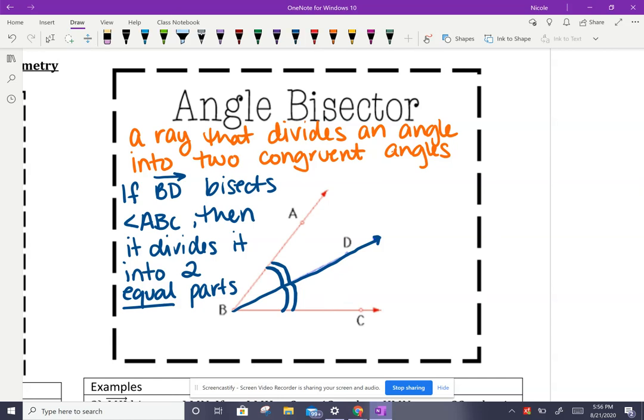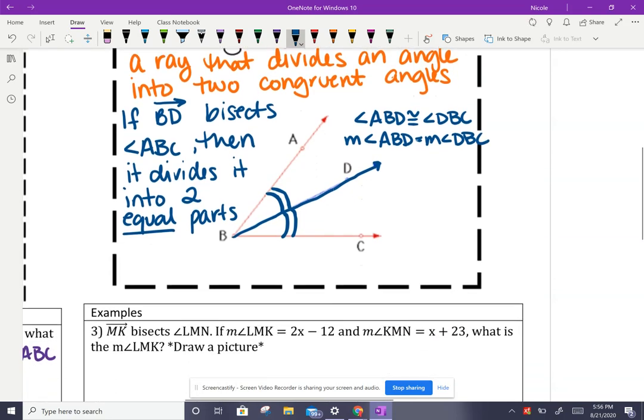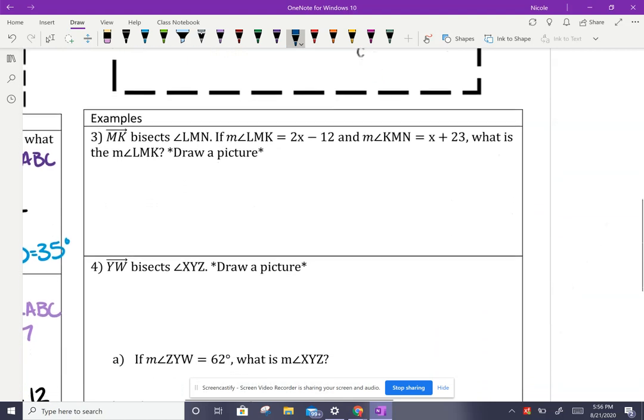Now, I could write a statement about this saying that angle ABD is congruent to angle DBC. Or I could even say the measure, so how much the angle actually is, measure of angle ABD is equal to the measure of angle DBC. Okay, we'll knock out two examples about this and you'll be set to go.